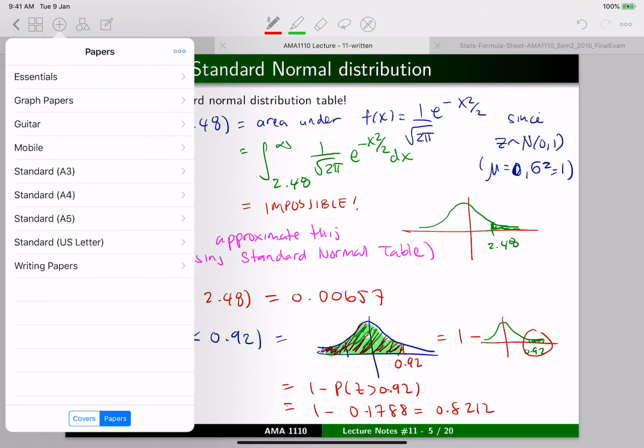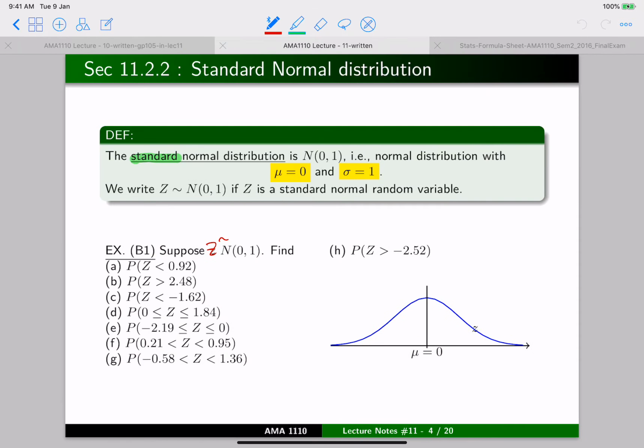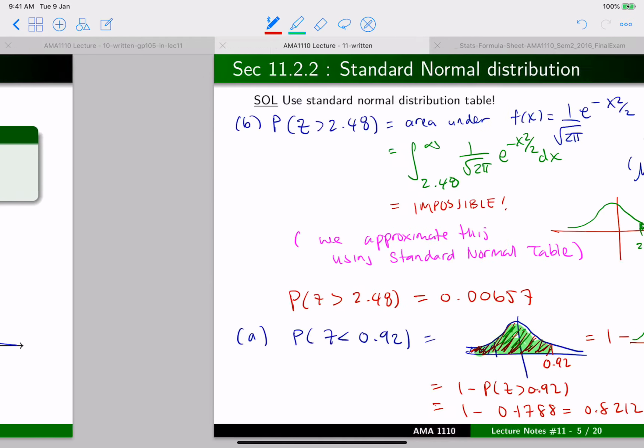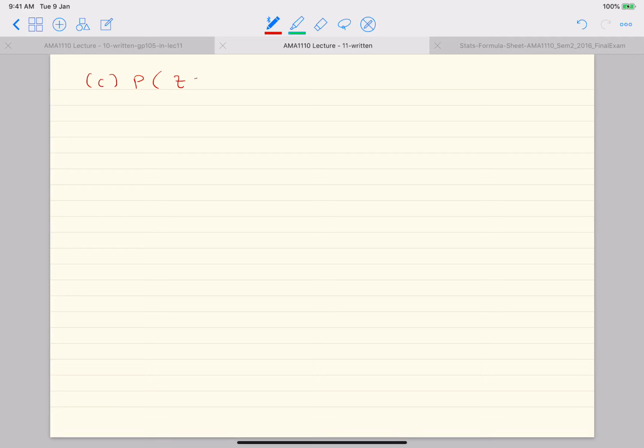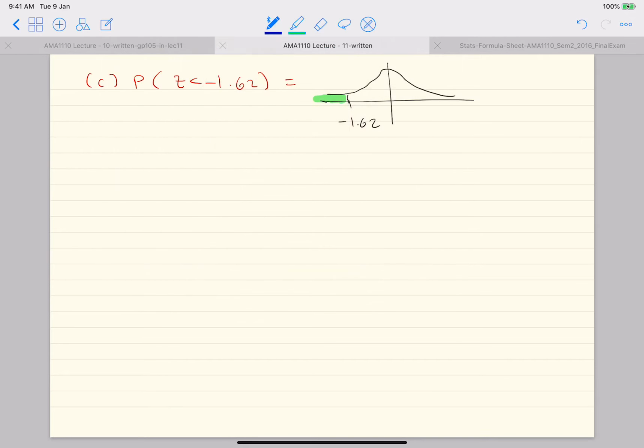Let's do one more example, number C. What is the probability that z is less than minus 1.62? Well, we draw this out. This is our standard normal, and this is minus 1.62. So we want the area to the left. But again, we have only a right tail table. So how do we find this? Well, by symmetry around 0, this is equal to the area to the right, this yellow area here. So in fact, this is equal to the probability that z is greater than 1.62.